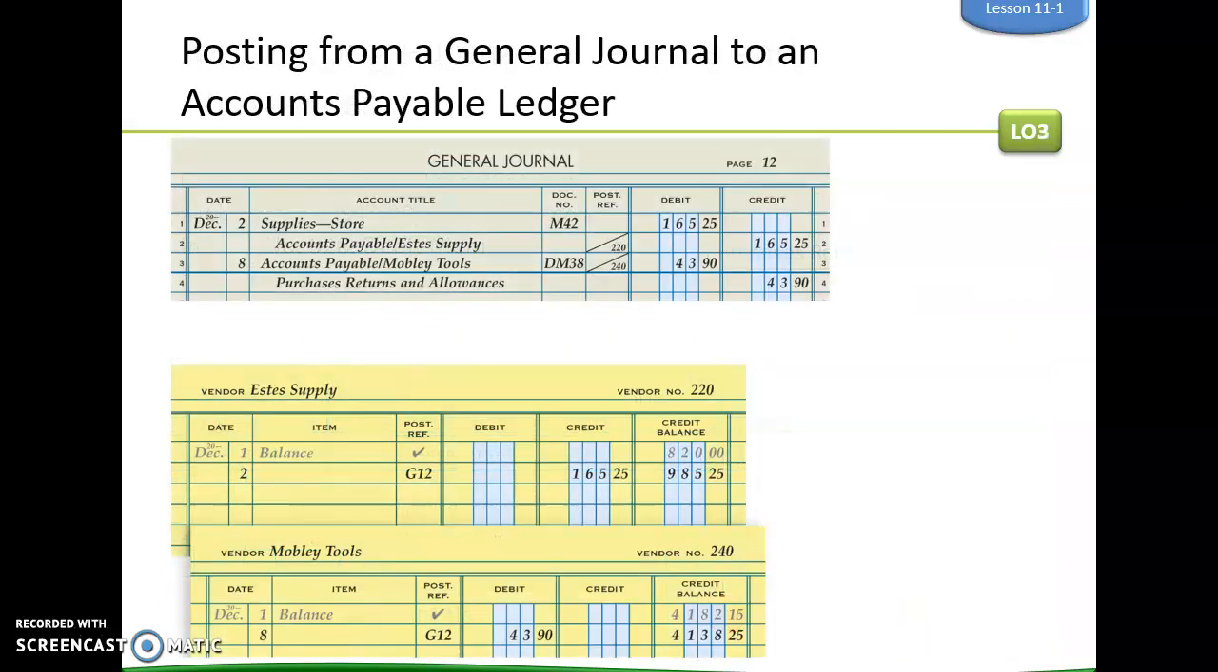All right. So now, posting from a general journal to accounts payable ledger. So we have here the general journal up at the top. You can see those are the two transactions that we just went over. So now we need to post to the accounts payable ledger. Remember, what you see below are those subsidiary accounts. You see those vendor accounts. This is where the accounts payable ledger is, where we hit those subsidiary accounts. The general ledger would be where we hit the accounts payable account.